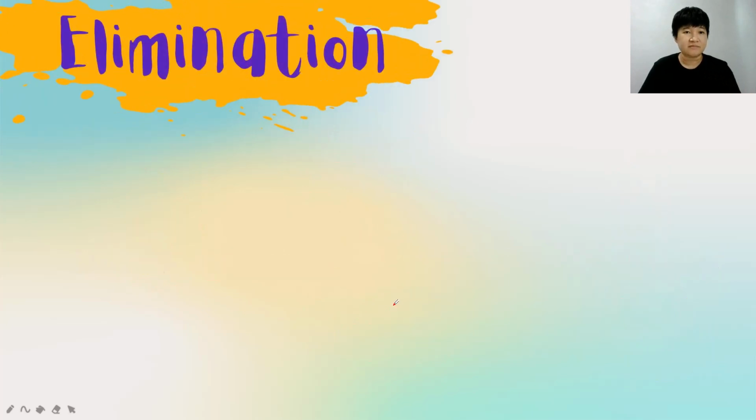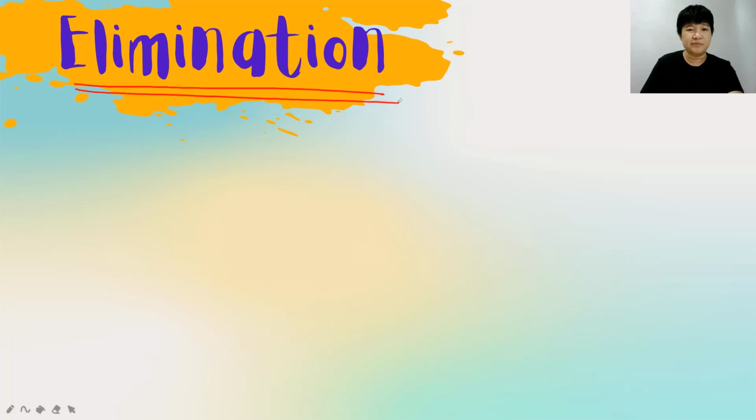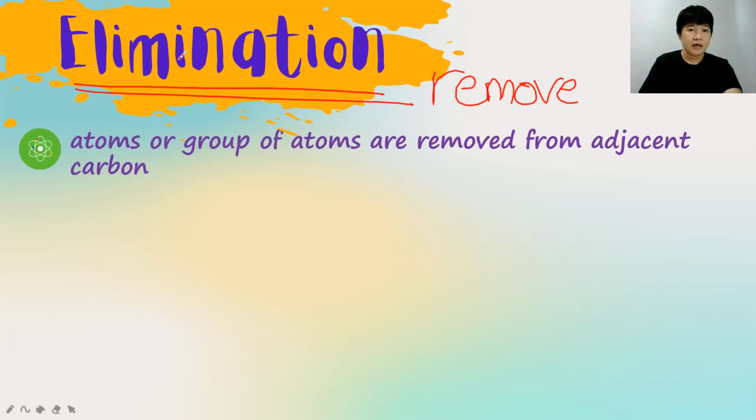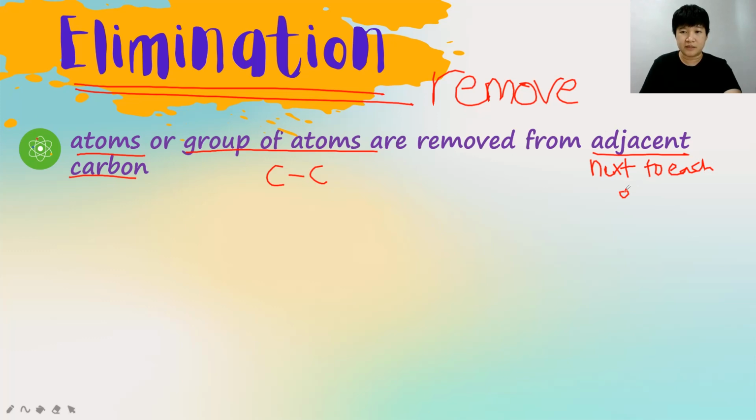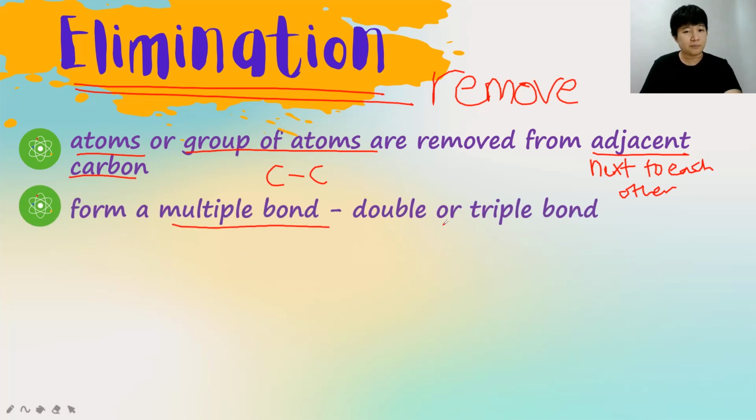Simple. Last but not least, and the simplest, is your elimination. Elimination means remove. We are going to remove only, alright? Not going to replace with anything. Elimination happens when you have atoms or groups of atoms that are removed from adjacent carbons. Adjacent carbon means carbons that are next to each other. Alright, not the far away carbon, just right next to each other. Okay, forming a multiple bond as a product.